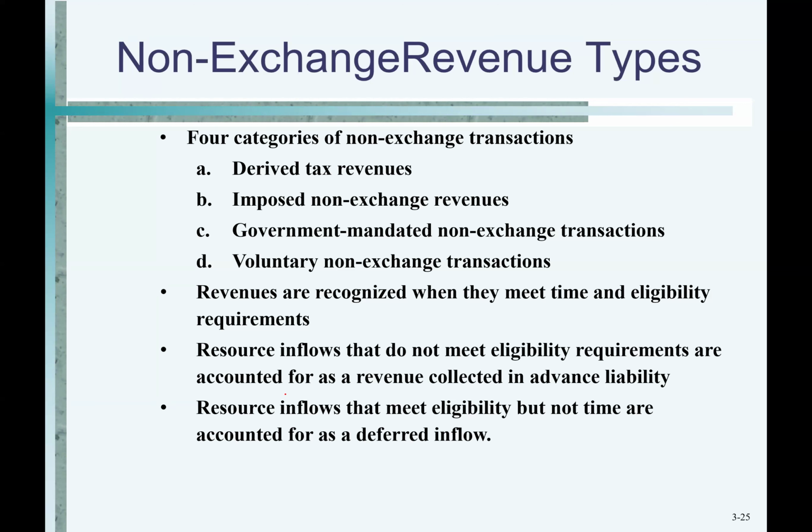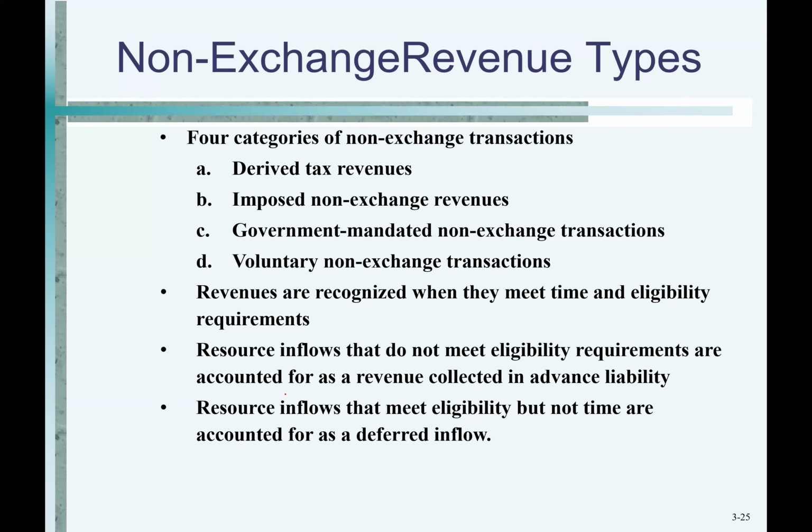So we're looking at these. Do you meet eligibility and time? If you do, you're a revenue. If you meet eligibility but not time, we call that a deferred inflow, reported on the balance sheet for our governmental funds, statement of net position at the government-wide level, but it's not fully considered a liability, even though it's sort of right next to the liabilities, okay?